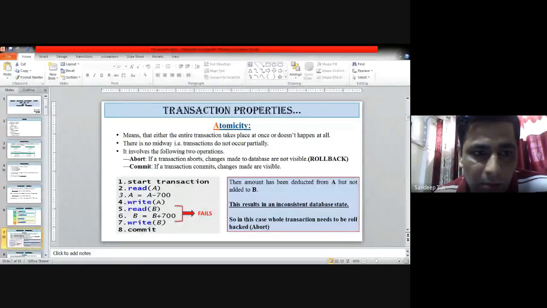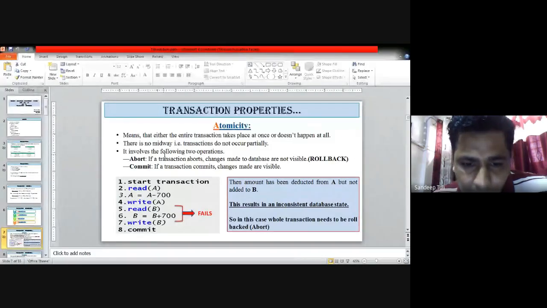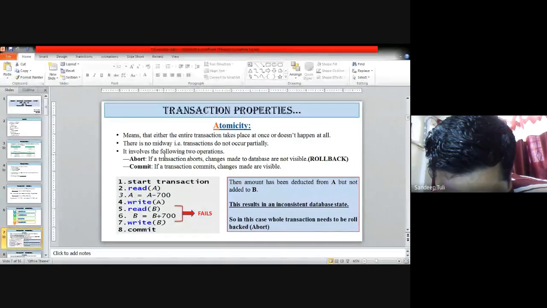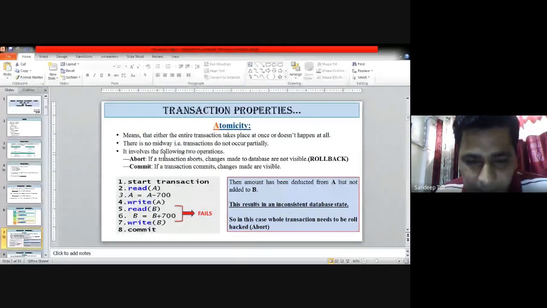Anybody else? Consistency, which you have already studied in the previous unit. We have studied it in the first or second unit only. It is a property of the database actually. Consistent database. I think you remember integrity constraints. Have you heard about integrity constraints? No? Okay, it will be in my coming slides. I will explain it somehow.